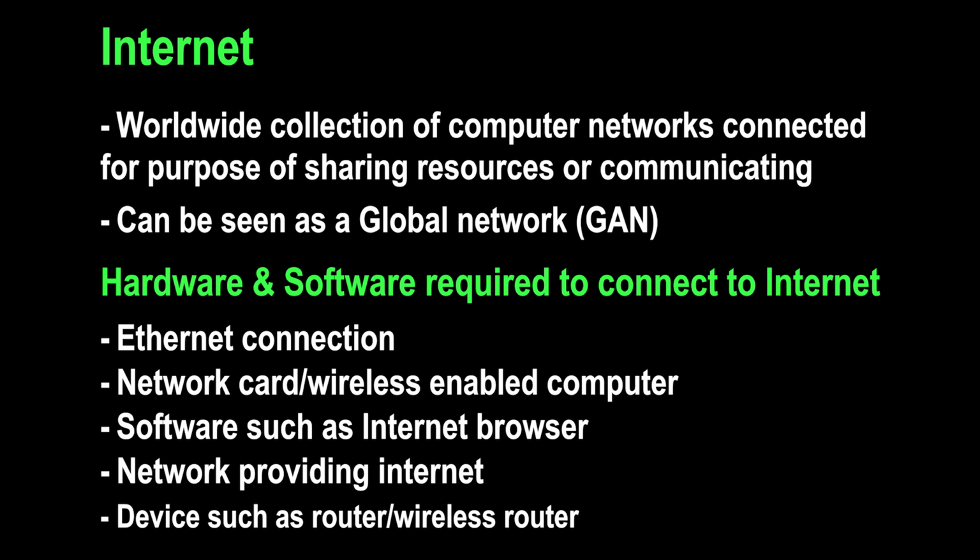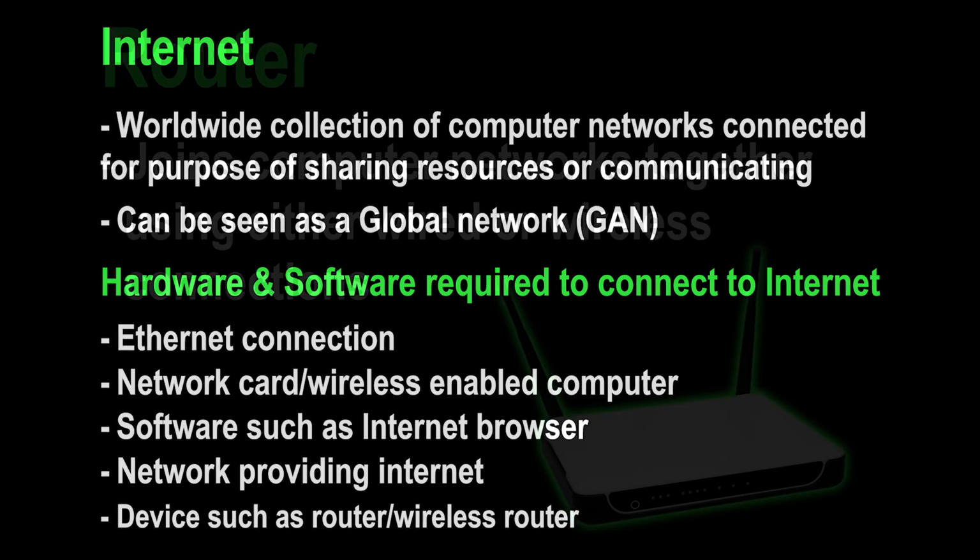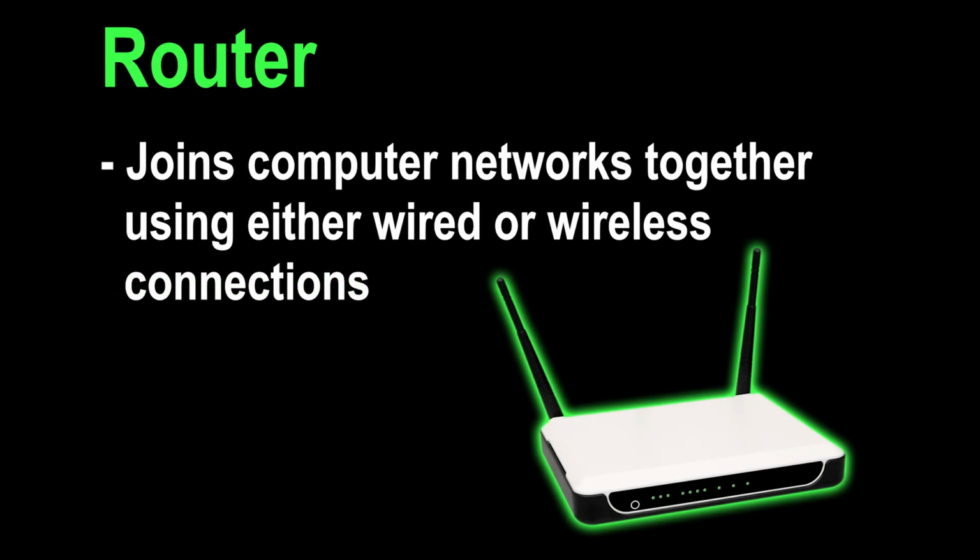The Internet is a worldwide collection of computer networks connected for the purpose of sharing resources or communicating, and can be seen as a global network. The hardware and software required to connect to the Internet are an Ethernet connection, a network card or wireless-enabled computer, software such as an internet browser, a network providing internet, and a device such as a router or wireless router. A router joins computer networks together using either wired or wireless connections.